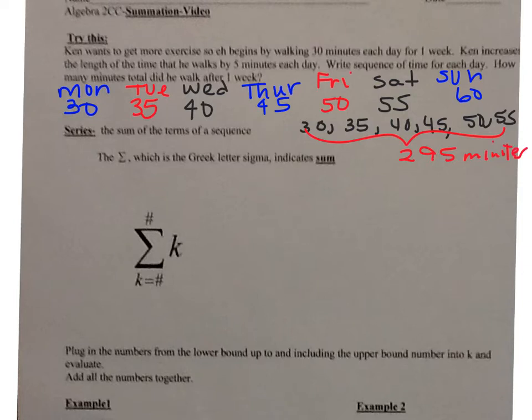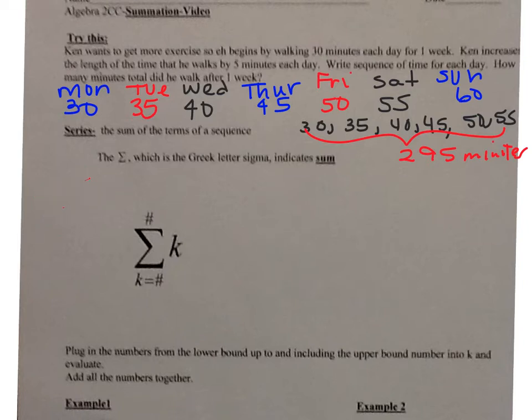Okay, so what we're going to work on today is talk about what a series is. That's the sum of the terms of a sequence. So to represent the sum, there's this symbol here. It's called sigma. It's a Greek letter. And this indicates sum. So this is called sigma notation. Okay, that is sigma notation.